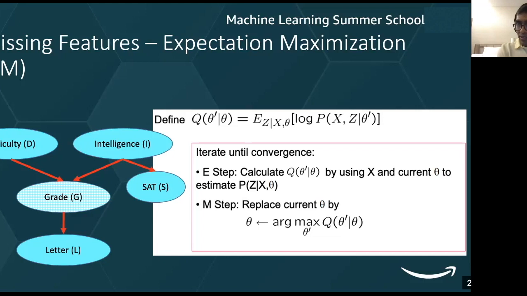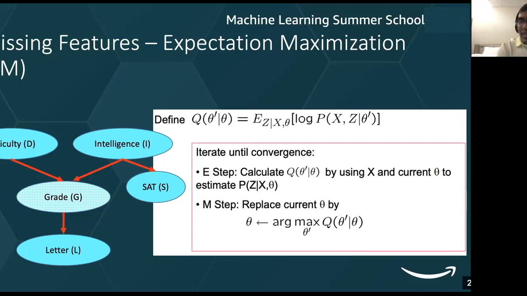Once we have this distribution, we compute a weighted likelihood, or the expectation, of the probability of x comma z given theta dash under the distribution of z given x comma theta, and then re-estimate a theta dash that maximizes this particular likelihood, right? This process is continued in an iterative fashion until convergence.